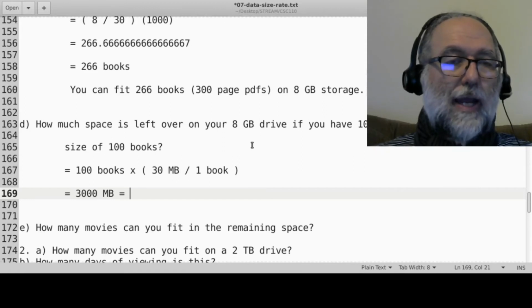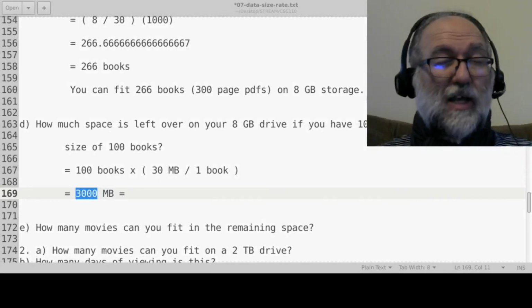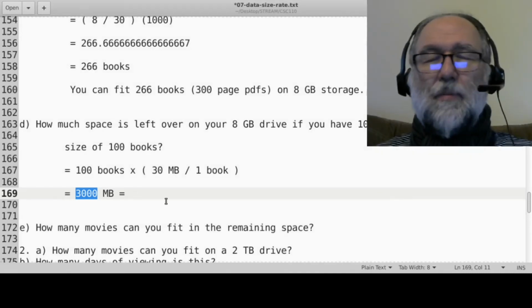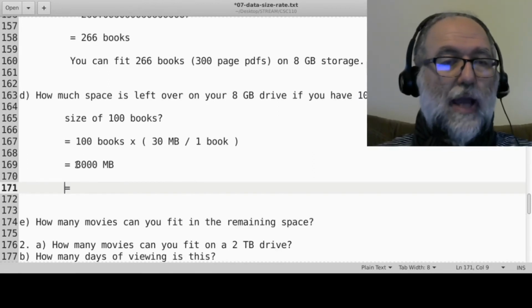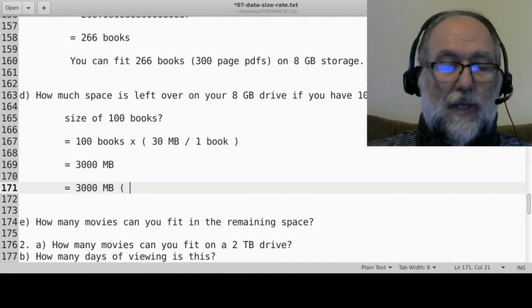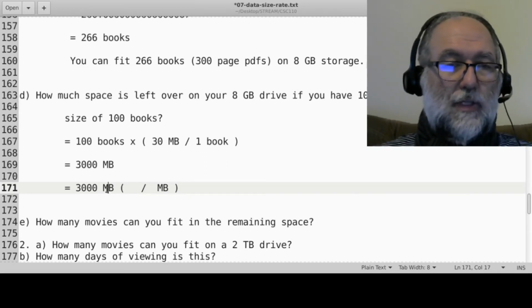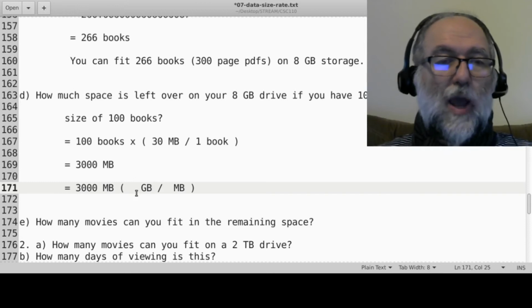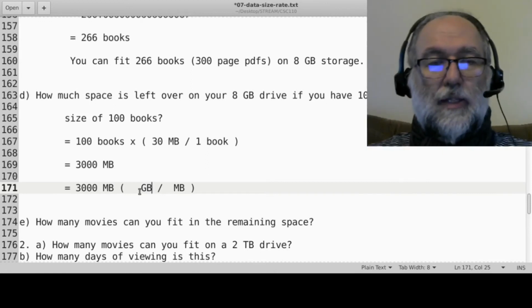Again, I don't want to just leave it in this format, because remember that number should be bigger than 1 but less than 1,000, and we're at 3,000. If it's not between 1 and 1,000, you use your metric prefixes until you get it in that range. For 3,000, we want to convert to the next metric prefix up, which would be gigabytes. So we want to eliminate the megabytes by putting them in the denominator so that they cancel, in favor of gigabytes. Why gigabytes? Because that's the next unit up: kilobytes, megabytes, gigabytes.